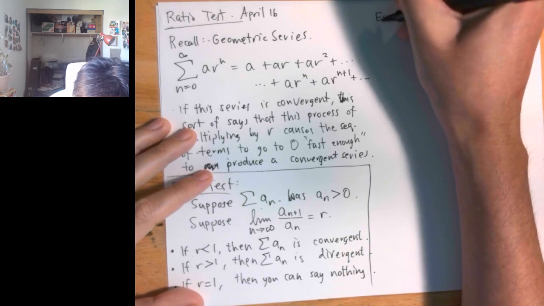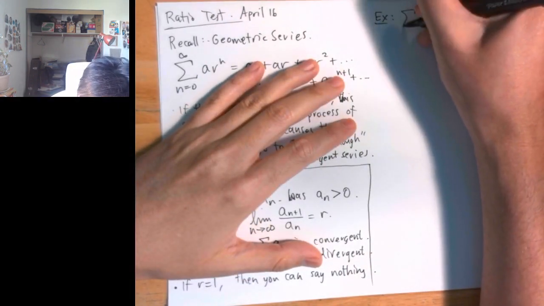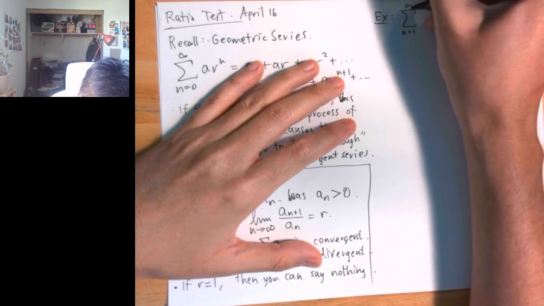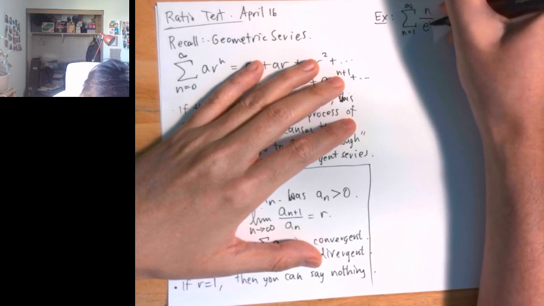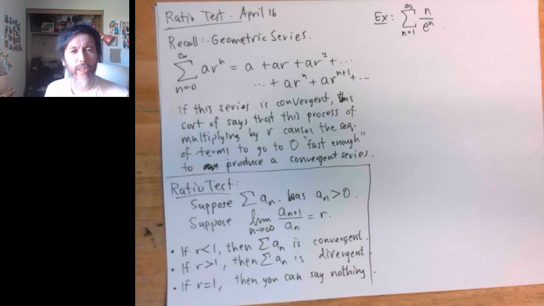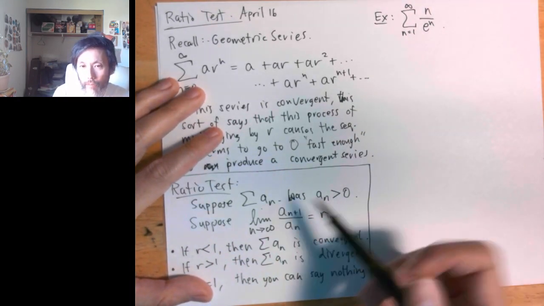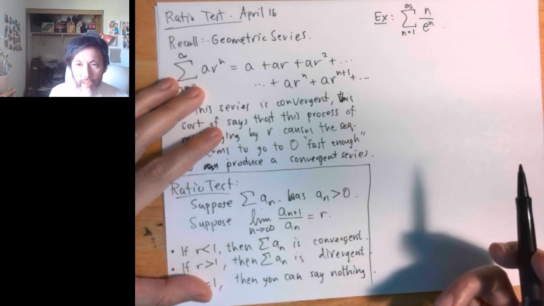Let's do an example. Do you remember doing a slip a while back where I asked you about the series, the sum from n equals 1 to infinity of n over e to the n? We had to use the integral test, and you had to do integration by parts, and it was gross, and you didn't like it, because who likes doing an integral, right? So if there was some other way of doing this problem, like the ratio test, we should probably exploit that. So let's do that.